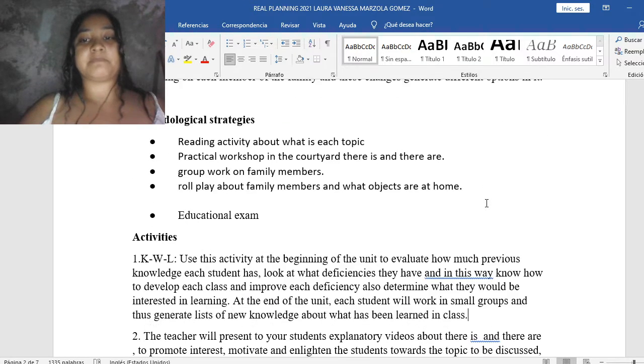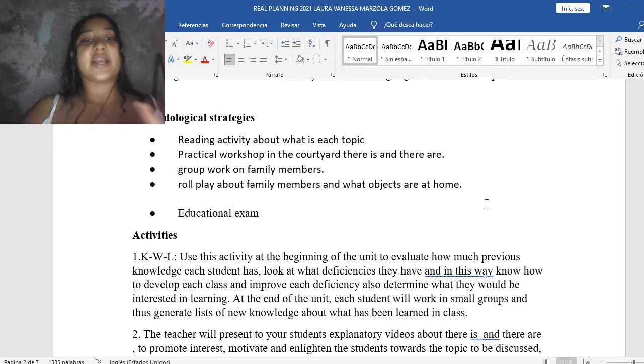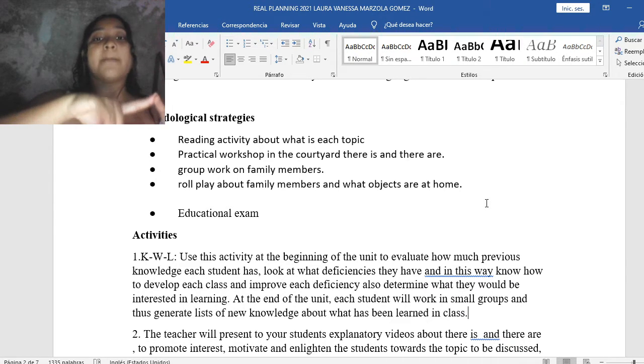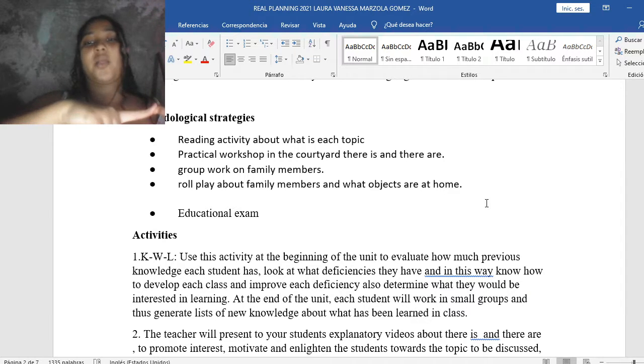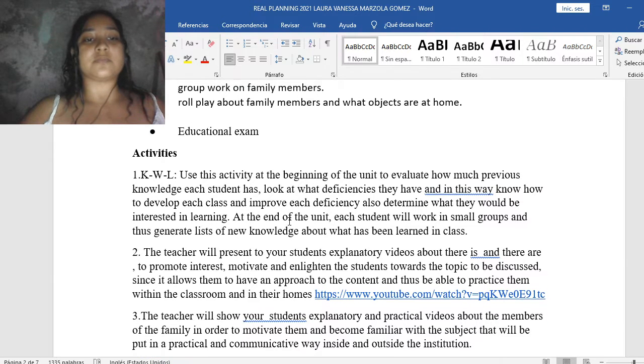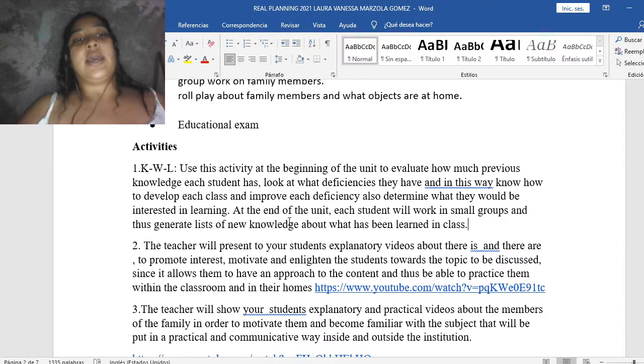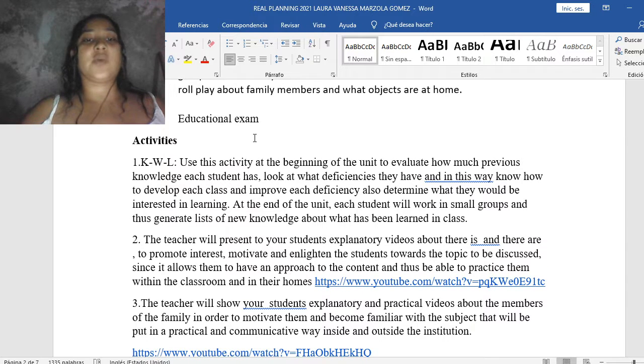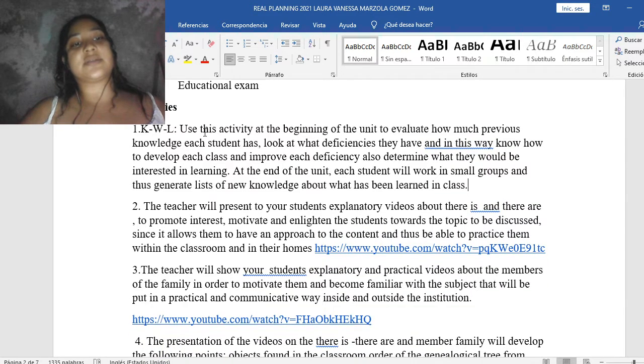Methodological strategies. In the methodological strategies, it's important to have reading activities about each topic, practical worksheets, group work on family members, role plays about family members, and what objects are at home or at school at this moment, depending on the moment or the environment. And then an educational exam. Activities.